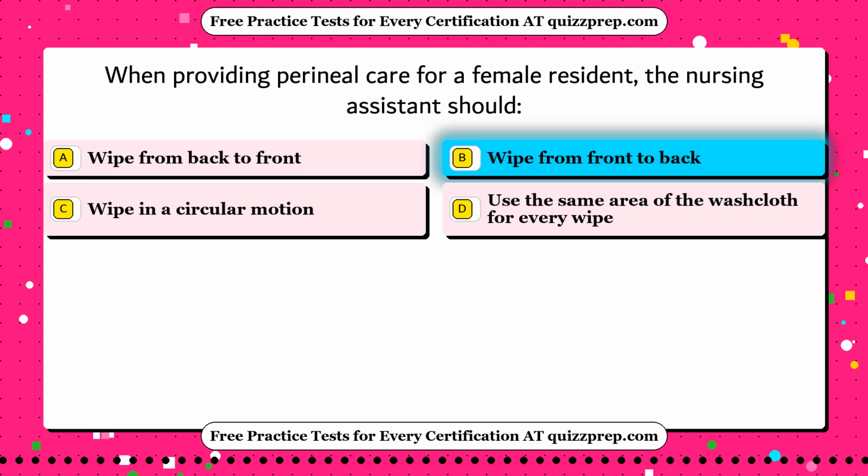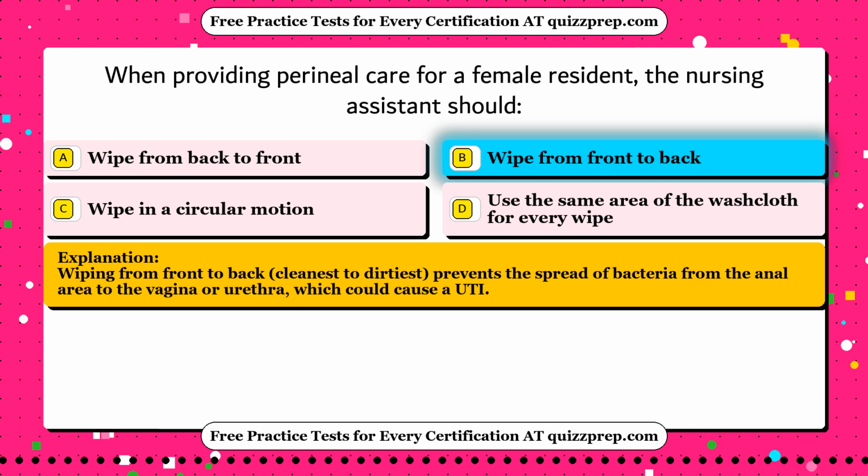The correct answer is Option B, wipe from front to back. Wiping from front to back, cleanest to dirtiest, prevents the spread of bacteria from the anal area to the vagina or urethra, which could cause a UTI.